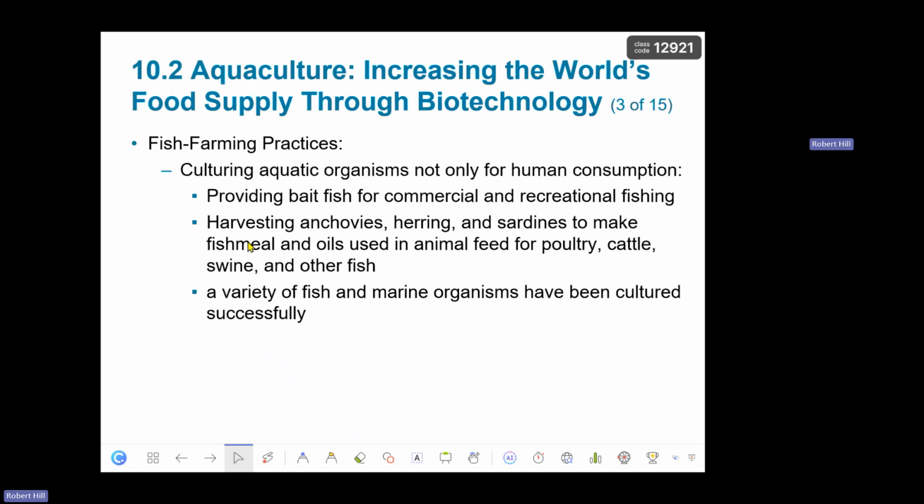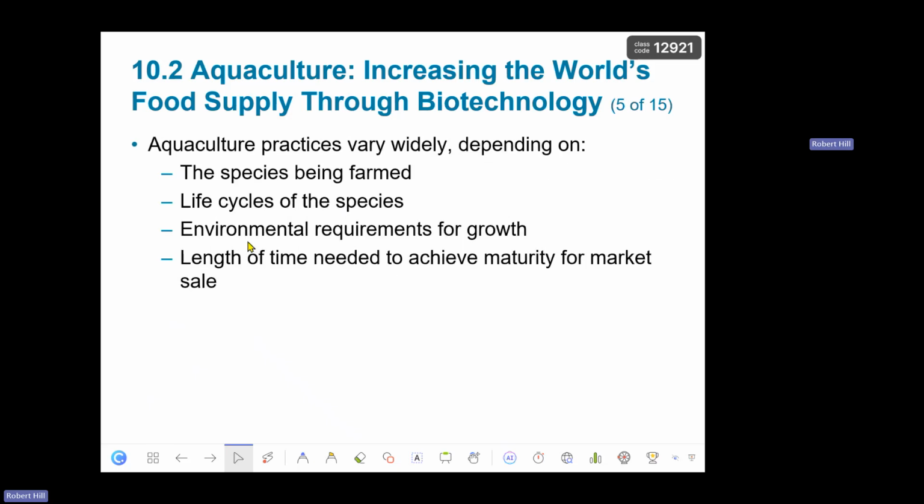So aquaculture, though, isn't just about dinner. It provides bait fish for fisheries and small fish like anchovies and sardines. These are harvested for fish meal and oil. These are essential ingredients in livestock and aquaculture feeds. But really, a very big array of aquatic species have been successfully cultured, demonstrating the versatility and potential of modern aquaculture today.